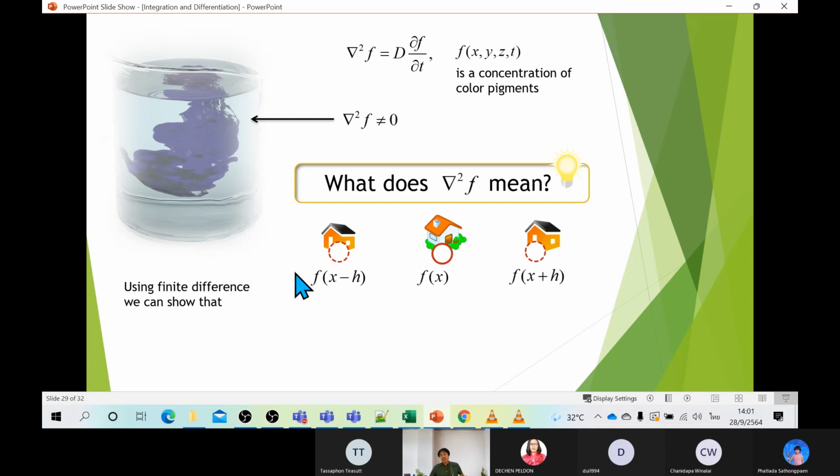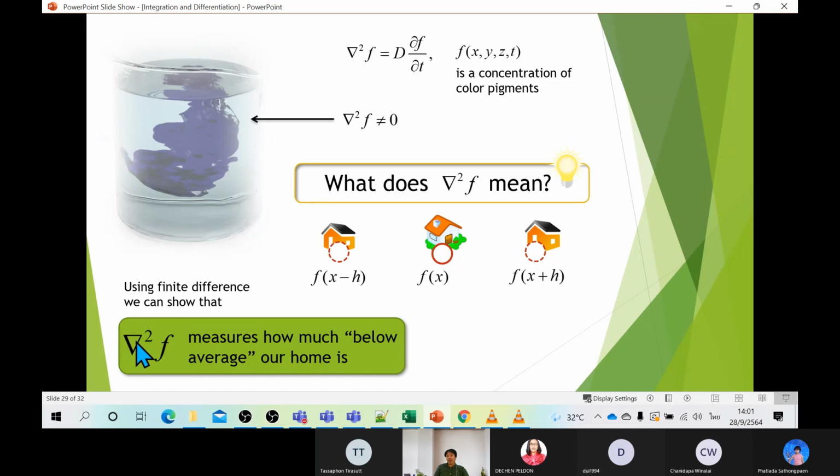I can apply the same technique that I used before, and you can do this at home, but you can always show that this Laplace of f measures how much below the average our home is. Let me give you an example. Let's say I compute this Laplace of f and I get a value of +5. What does it mean? It means that our home is much below the average. The average is very high, and I have a very small value compared to the neighbors. It tells you how much below the average our home is.